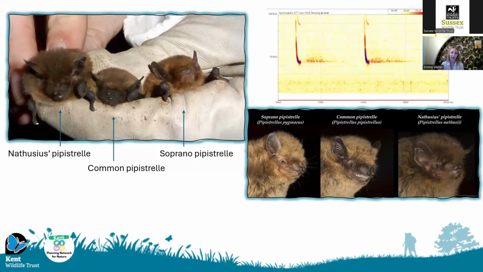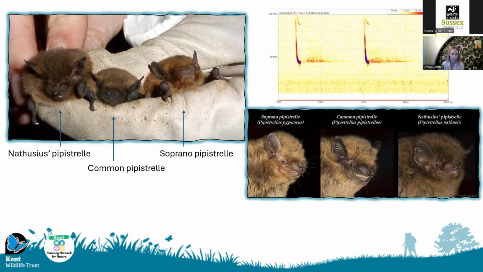A few years ago in Kent, two Nathusius' pipistrelles, which were ringed in Lithuania, were then found in Ore and Stodmarsh. And in 2022, a Nathusius' pipistrelle set a new bat migratory record, where a single individual ringed in Russia was then discovered in the French Alps, traveling over 2,400 kilometers, which is crazy when you think of how small they are.